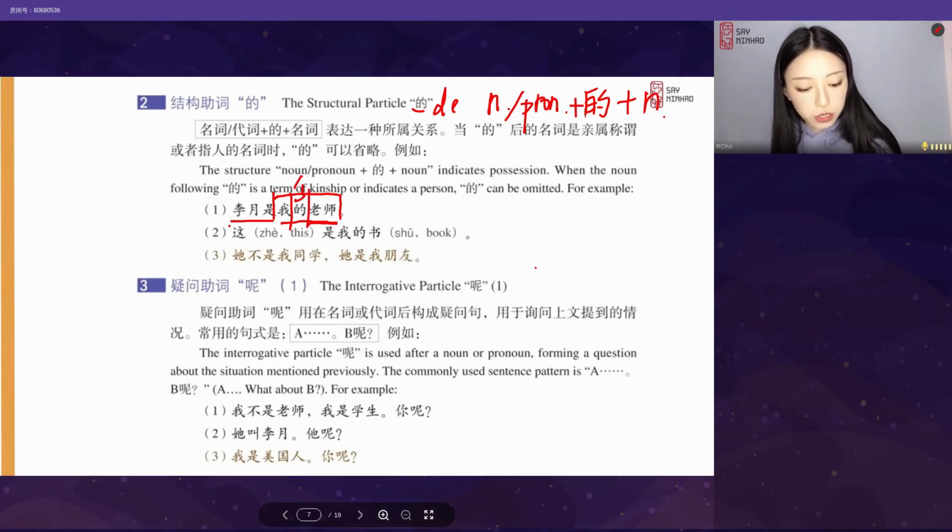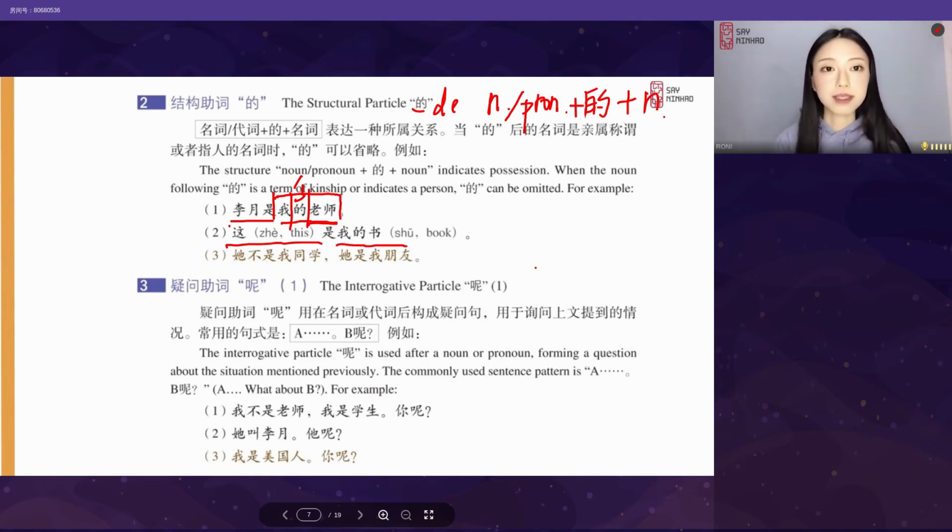Next one. 这是我的书. 书 we just learned it. It means book. 我的书 means my book. And 这, the initial 这, the final, the tone, second tone, it means this. 这是我的书, this is my book. 我 is the pronoun here and 书, the book, is the noun here.